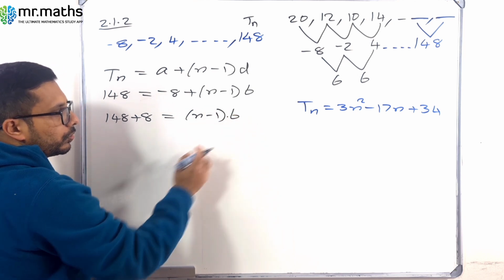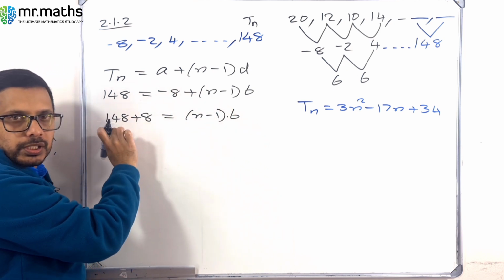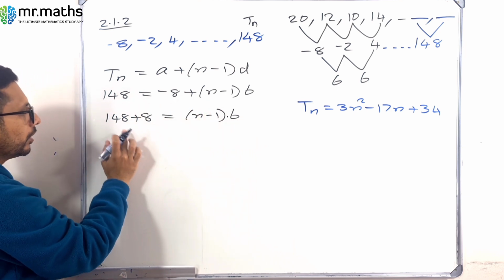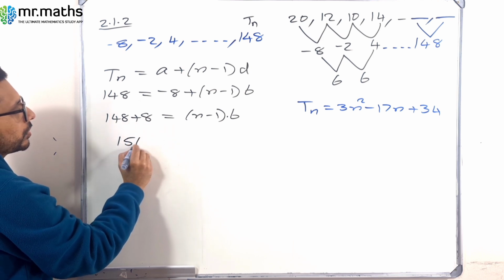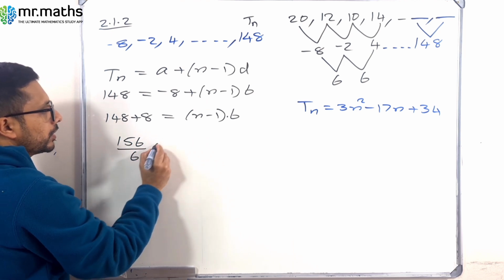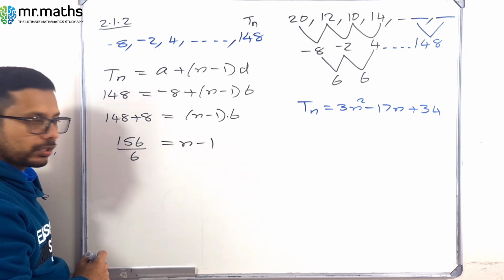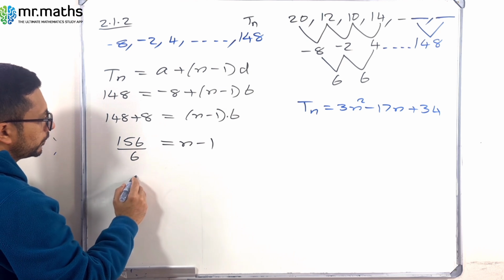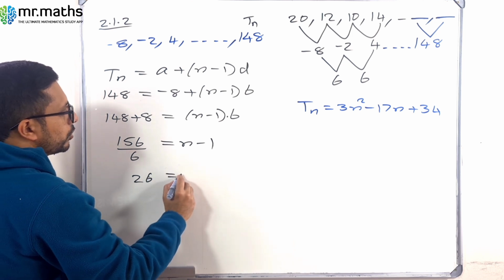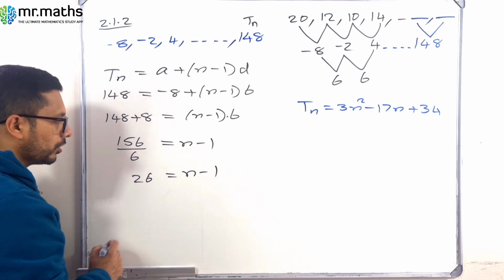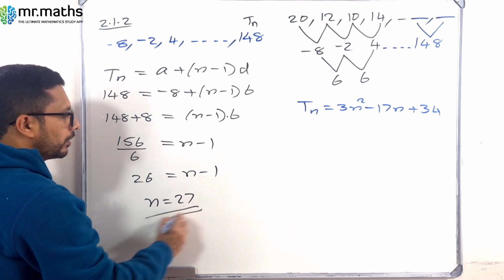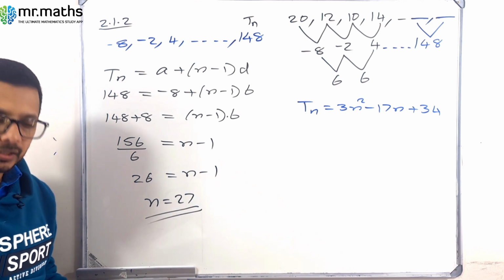This is times. So if I want to take this 6 to the other side, it is division, because here it is multiplication. So this one is 156. Then this 6 on the other side is division, that means divided by 6, and that is n minus 1. So what is this one? 26. So 26 is equal to n minus 1. From here take this minus 1 to this side, so n is equal to 27. So it means that the value of n is 27.